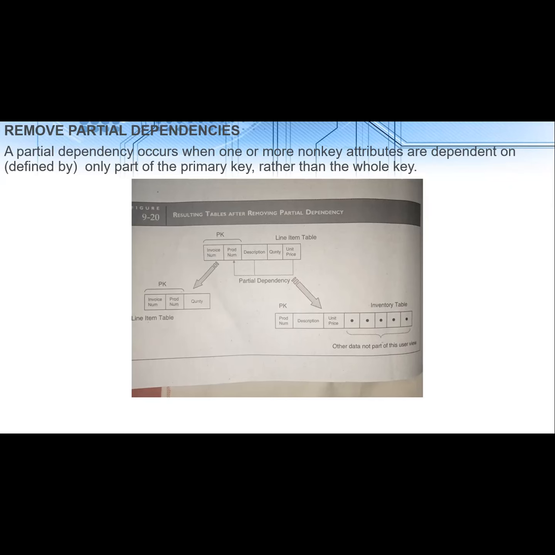At this point, the tables in figure 9-20 are in third normal form. In the line item table, the primary key, invoice number and product number, wholly defines the attribute quantity. Similarly, in the inventory table, the description and unit price attributes are wholly defined by the primary key product number.